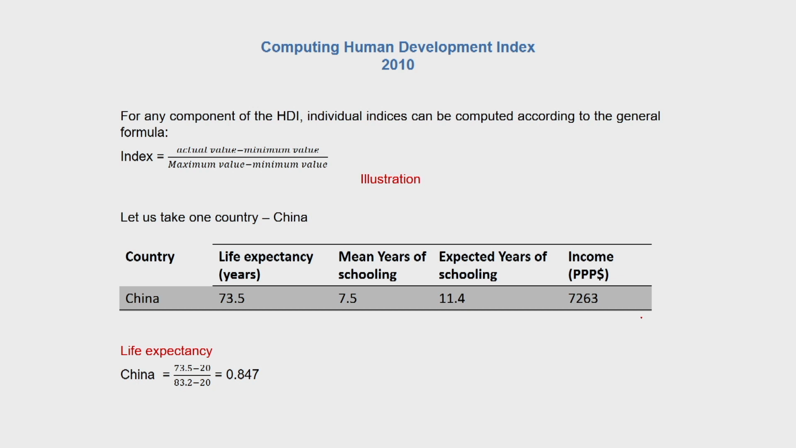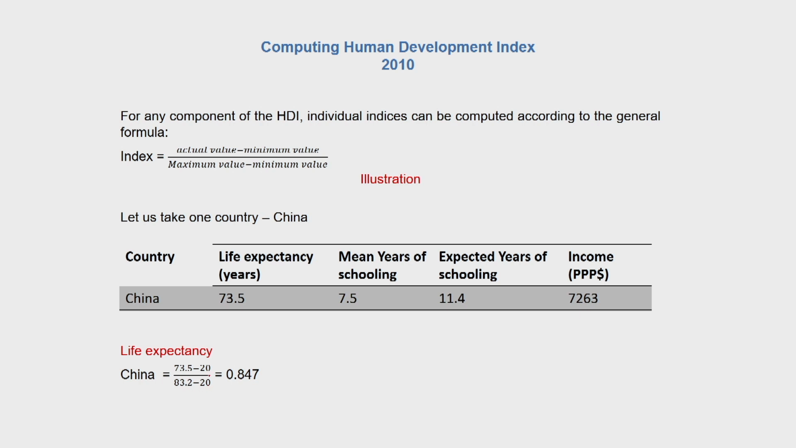Here I have taken the example of China. The index is calculated as such, as we have been seeing. The actual estimates of life expectancy, mean years of schooling, expected years of schooling and income is as follows. For China, 73.5, 7.5 mean years of schooling, expected years of schooling 11.4 and income 7,263. So, the life expectancy index is calculated as follows: actual minus minimum divided by 83.2 minus 20.